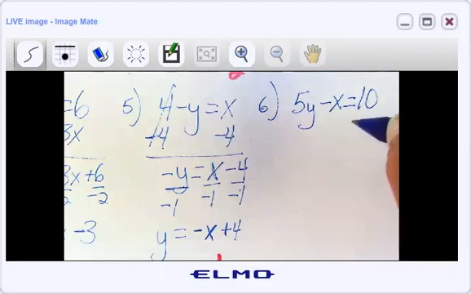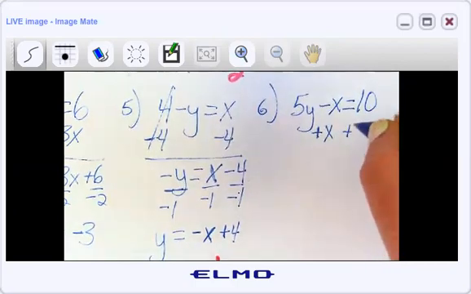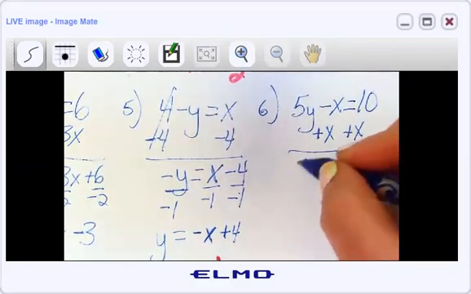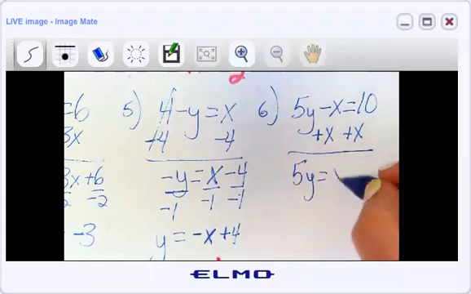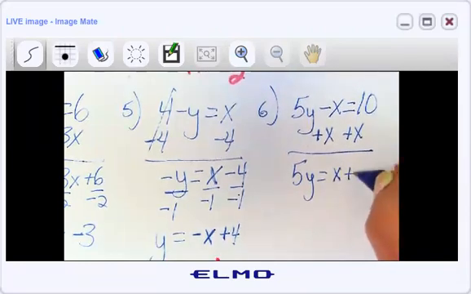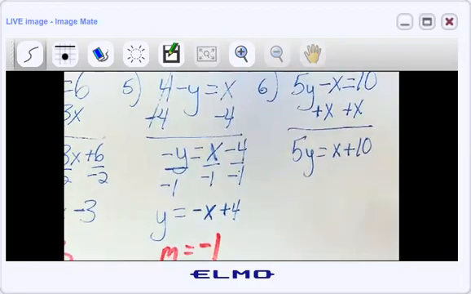Would you add x? Yes, you're going to add x to both sides. So now you've got 5y. I always want that x term right after the equal sign, so I got to stick it. X, and then I'll put the +10 on the side. Great. Now I'm almost there. All I got to do is?